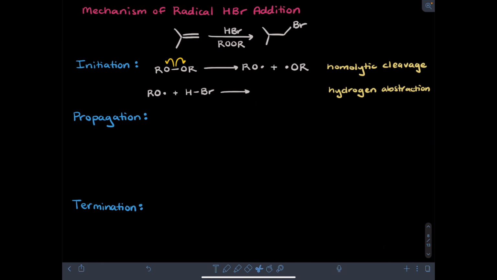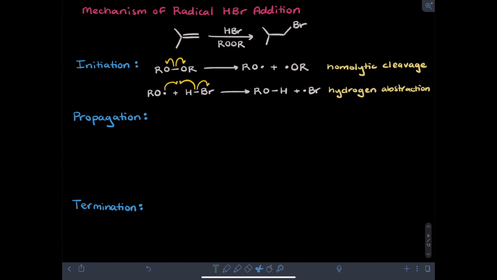This mechanism is a little different from the ones we've seen before, in that there is a second initiation step. This is reaction of the oxygen radical with HBr to generate a bromine radical. This occurs by a hydrogen abstraction step. So I bring the oxygen radical and 1 electron from the HBr bond together, take the other electron from that bond to bromine. This forms an OH bond and the bromine radical.